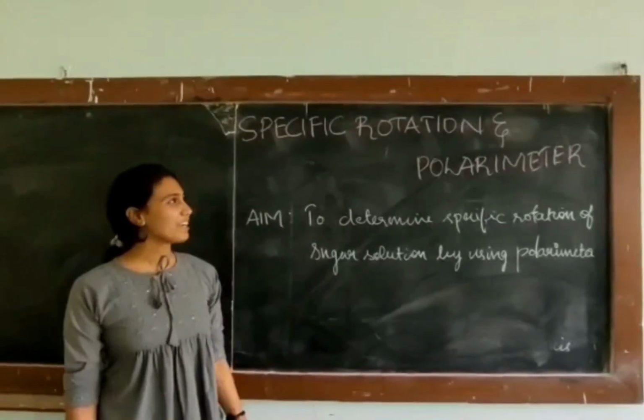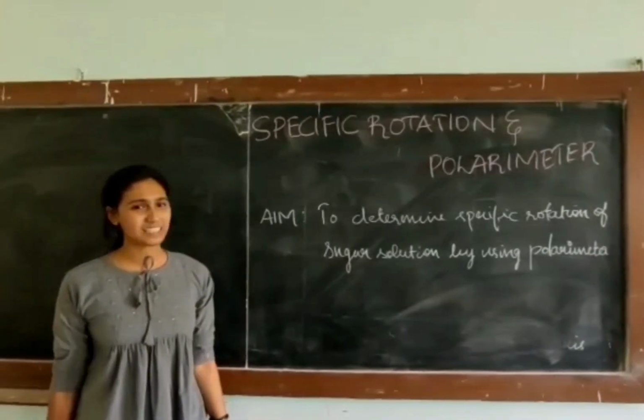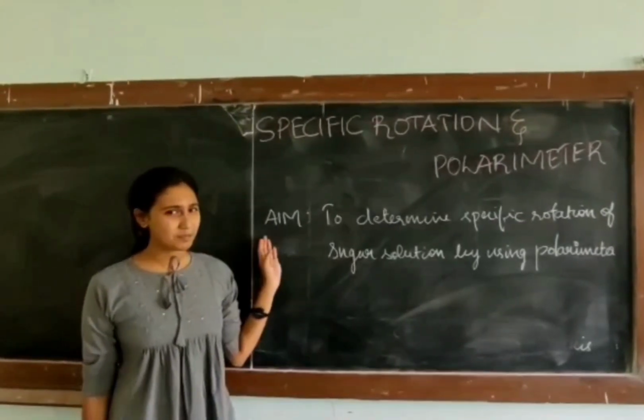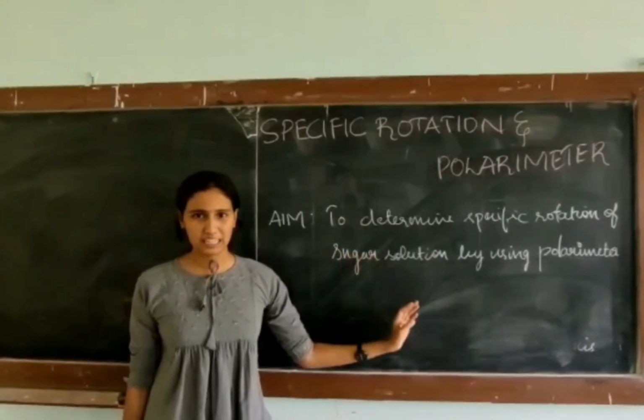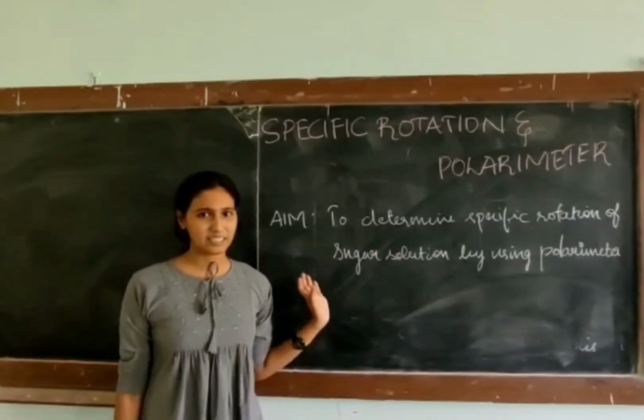Hello all, today we are going to do the experiment specific rotation and polarimeter. The aim of the experiment is to determine the specific rotation of sugar solution by using a polarimeter. Now we can come to the theory part.